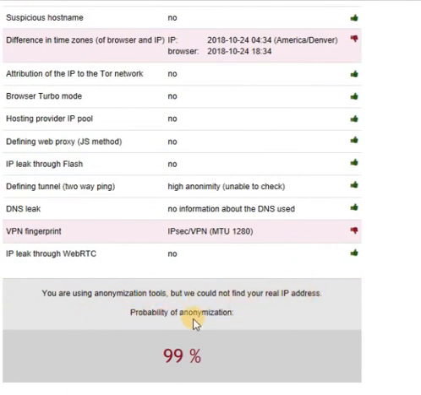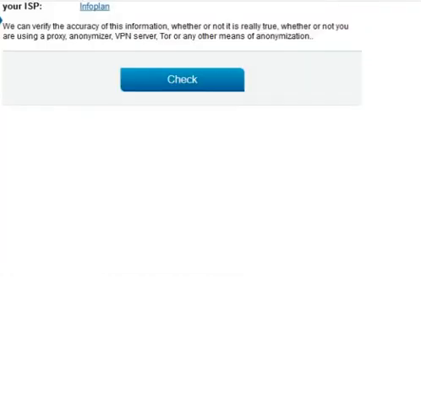Probability of anonymization, 99%. What that means, if it were eBay or PayPal, their computer systems would interpret this as meaning that I am definitely doing something suspicious, that I am definitely trying to hide my location and my identity by using a VPN. And of course, that would be no good if you were using a stealth account, trying to access your account or even register it, and they got this kind of result, you would definitely get blocked.